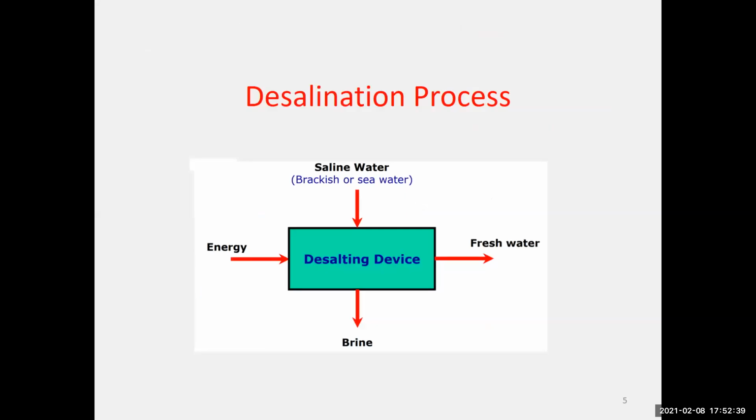And for a desalination process, basically, whatever the desalination technology it is, you have saline water coming in, which is either brackish or seawater. You have energy coming in, and the product is going to be brine and fresh water.